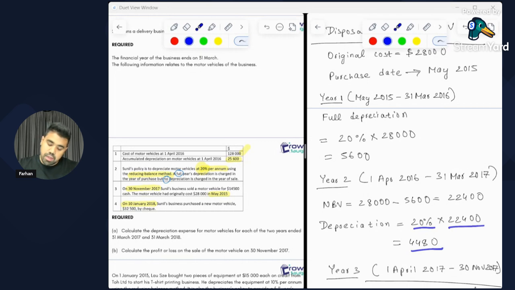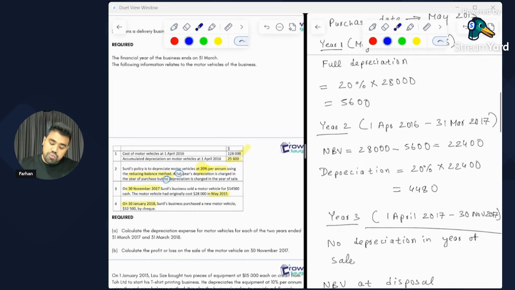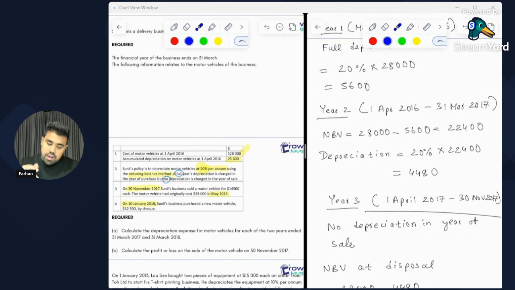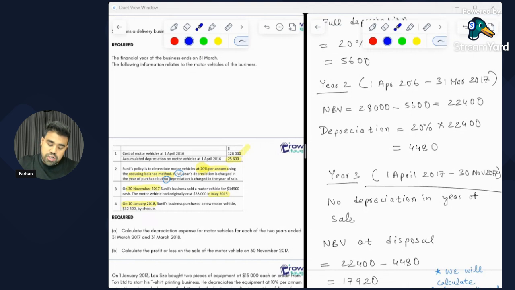All right. Year 3 would have started on 1 April 2017 and ended on 30 November 2017, the day we sold this motor vehicle, which is clearly mentioned in point number 3. Based on the company's policy, we don't have any depreciation in the year of sale. So that's what we are justifying here. No depreciation in the year of sale. There's no need to calculate any depreciation.